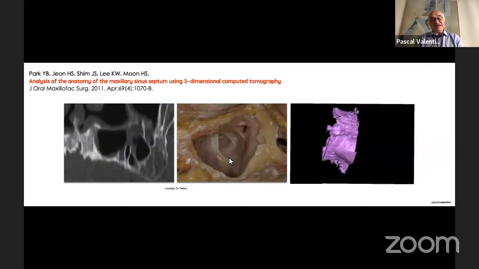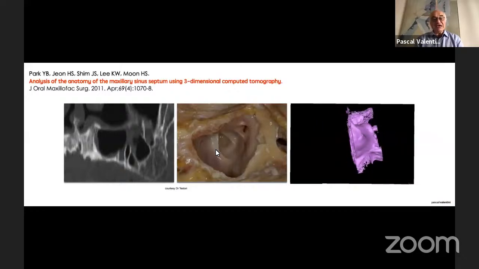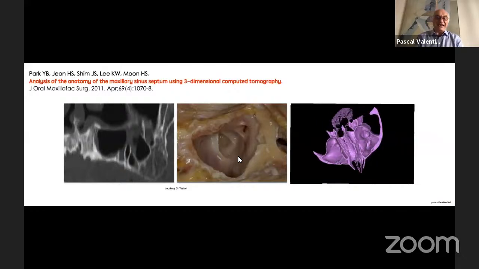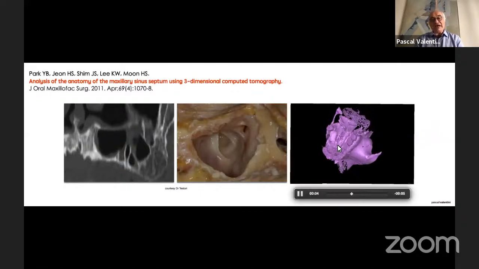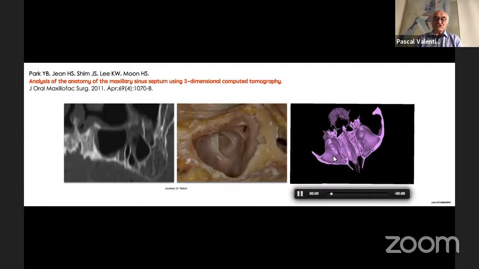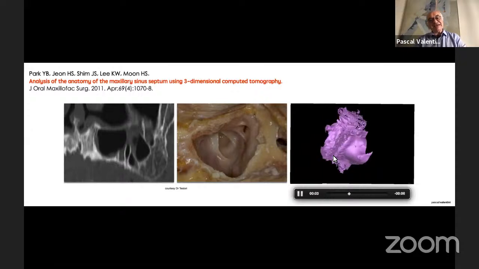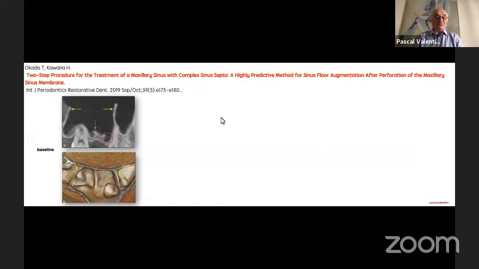Another problem is the septa. And especially when we have very complex anatomy, the best way to understand the anatomy and to implement the right strategy is to have the patient undergo CBCT, and especially with a 3D reconstruction in order to know exactly how the anatomy is. And I would like to present you a very nice way to prevent, manage perforation due to a very complex internal anatomy.